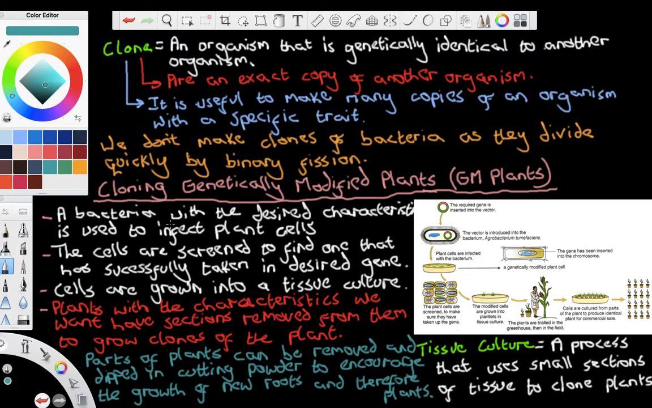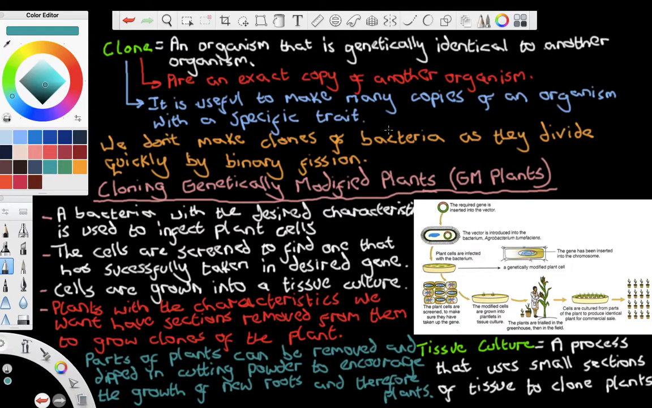Okay? So a clone is an organism that is genetically identical to another organism. They are an exact copy of another organism. It's useful to make many copies of an organism with specific traits. We don't tend to make clones of bacteria as they divide quickly by binary fission, so we don't need to clone them. For example, we could use cloning to make copies of a genetically modified plant.